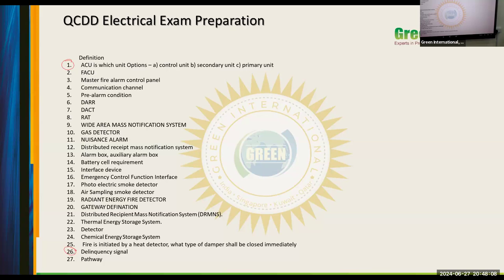So that's it. If you read the question itself, you will definitely be able to remember, visualize or understand: okay, this question is related to this standard. First thing, we need to remember the standards. Then if we know the standard, we go to the definitions.